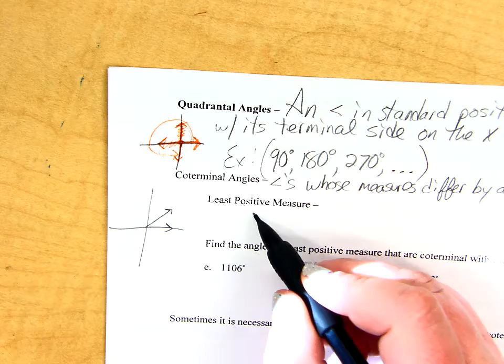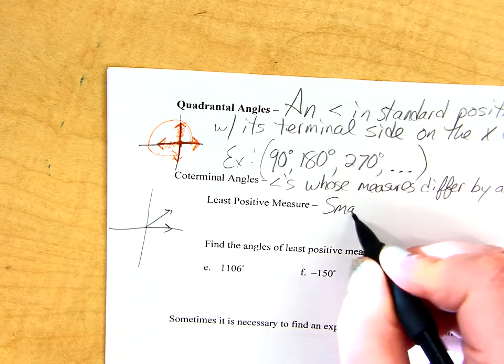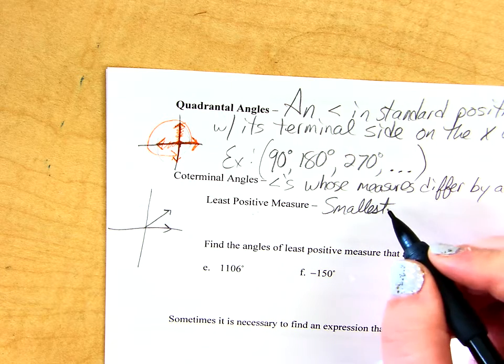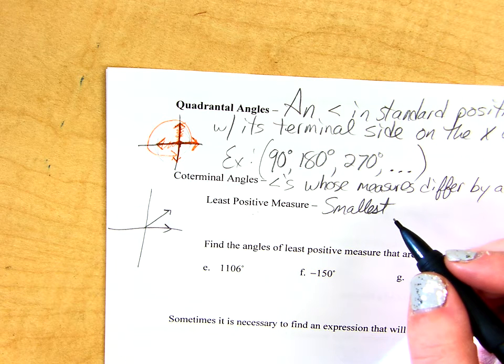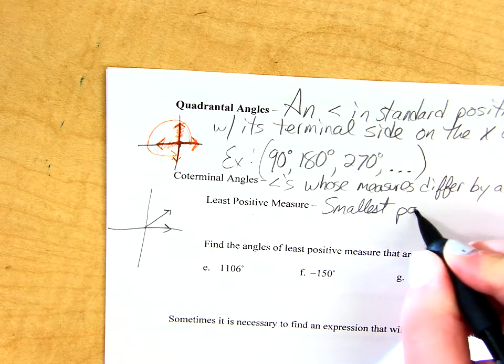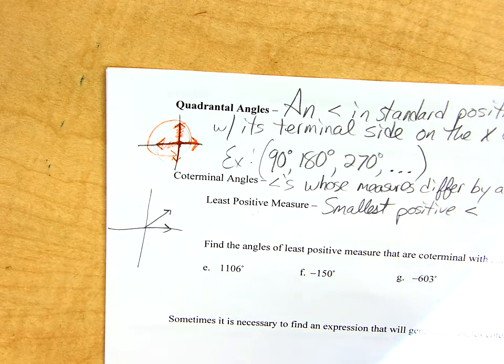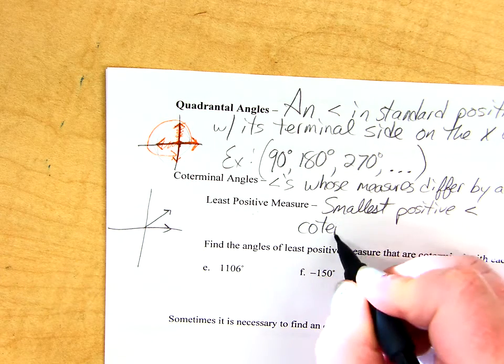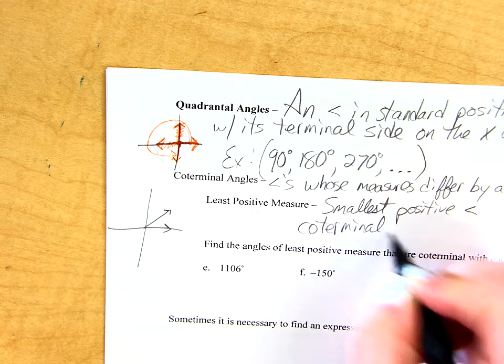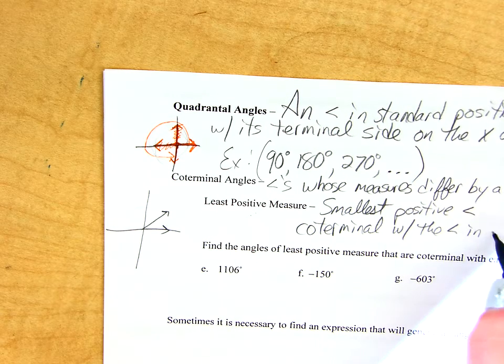Okay? So that's where the least positive measure comes in. So this is the smallest positive angle coterminal with the angle in question.